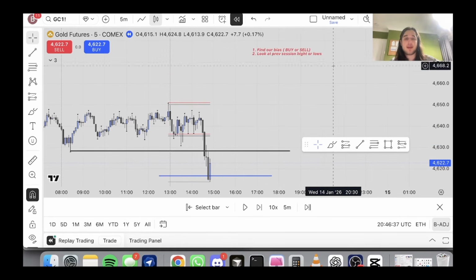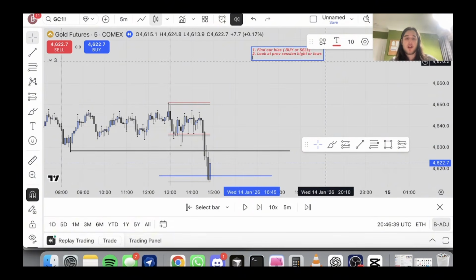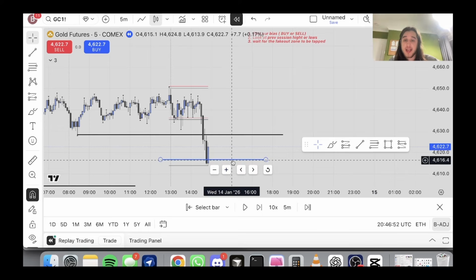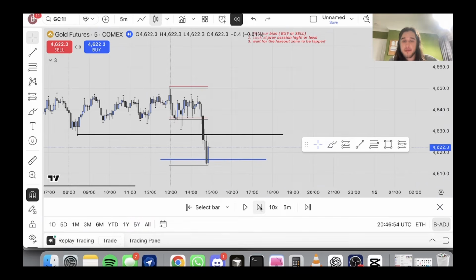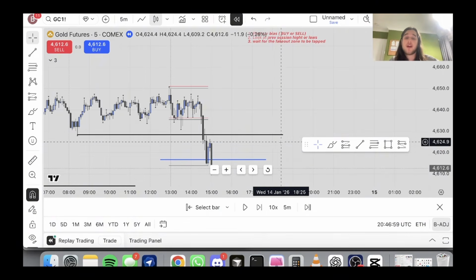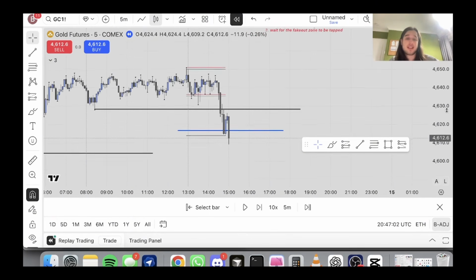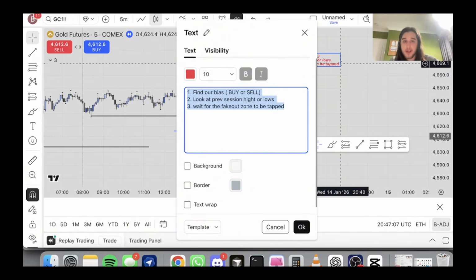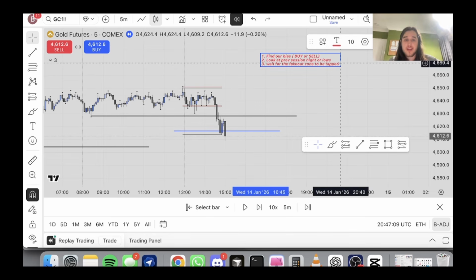So this is step 3. We are going to wait for the fake out zone to be tapped. So we're sat here chilling. We've set a notification on this blue line, and we are just waiting now. We're not looking at the chart. Boom, our notification goes off, and we look back on the chart and see we have touched the fake out zone.